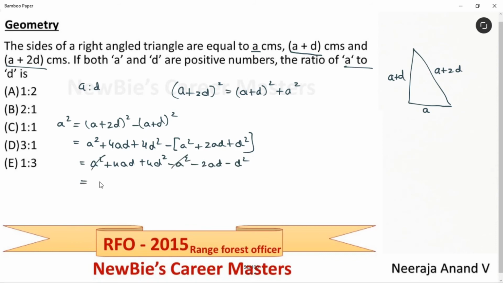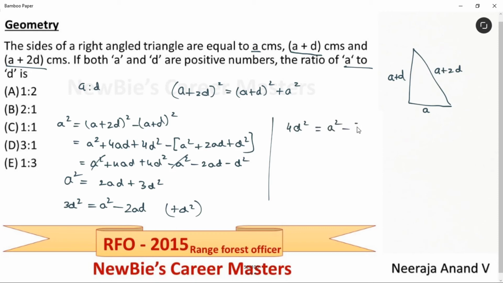Then we get 2AD plus 3D square is equal to A square. To simplify this, let's keep 3D square one side and send this 2AD to LHS. We get this. Okay. After this, see newbies, what do you have to do? Just add D square to both the sides. We get 4D square is equal to A square minus 2AD plus D square.